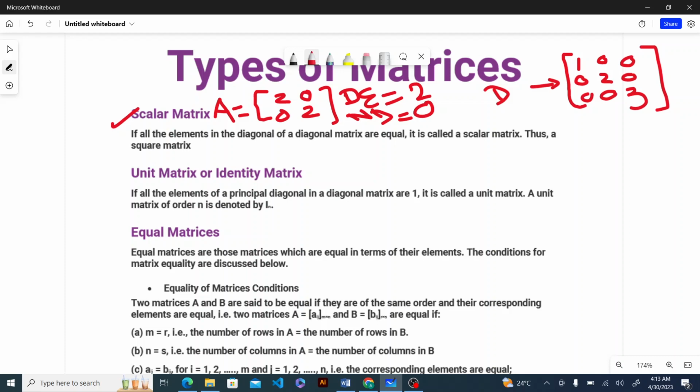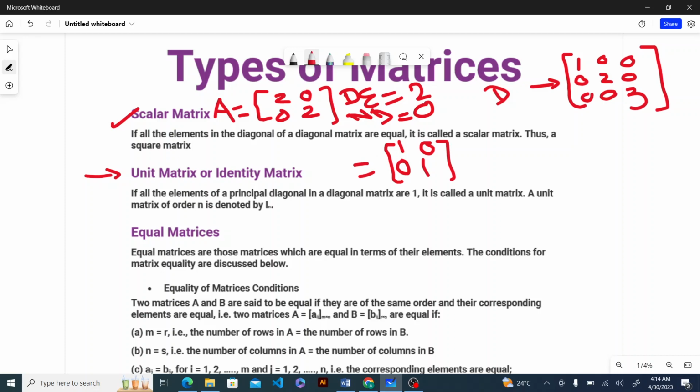Now let's move towards the second type, unit matrix or identity matrix. Unit matrix or identity matrix: if all the elements of a principal diagonal in a diagonal matrix are 1, it is called a unit matrix. A unit matrix of order n is denoted by In. Okay, so it is same as scalar matrix, but the other condition is that in unit matrix or identity matrix, the elements of the diagonal will be same or equal as in the scalar matrix. But for identity matrix, what? The diagonal elements should always be 1.